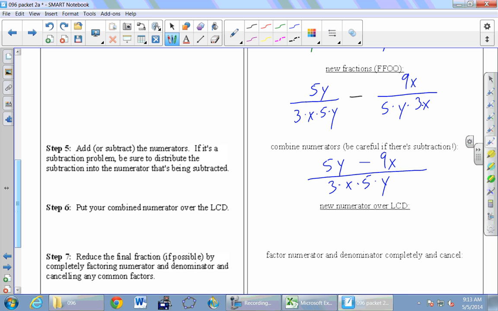I'm going to put something in which is not relevant here, but oftentimes is necessary, so we'll just put it. And then basically I think we're done. Our answer is just 5y minus 9x. We can't combine those at all. Divided by, and then we'll write our denominator.